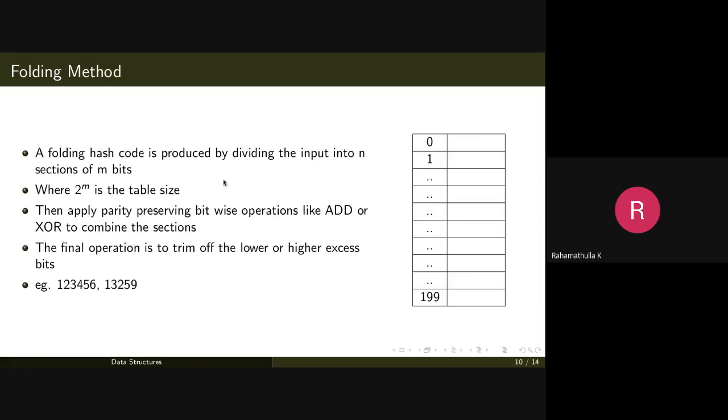So a folding hash is produced by dividing the input into n sections, and you apply bitwise operations like add or XOR to combine these sections. Then if it does not fit into your hash table size, you will be trimming your lower or higher excess bits.